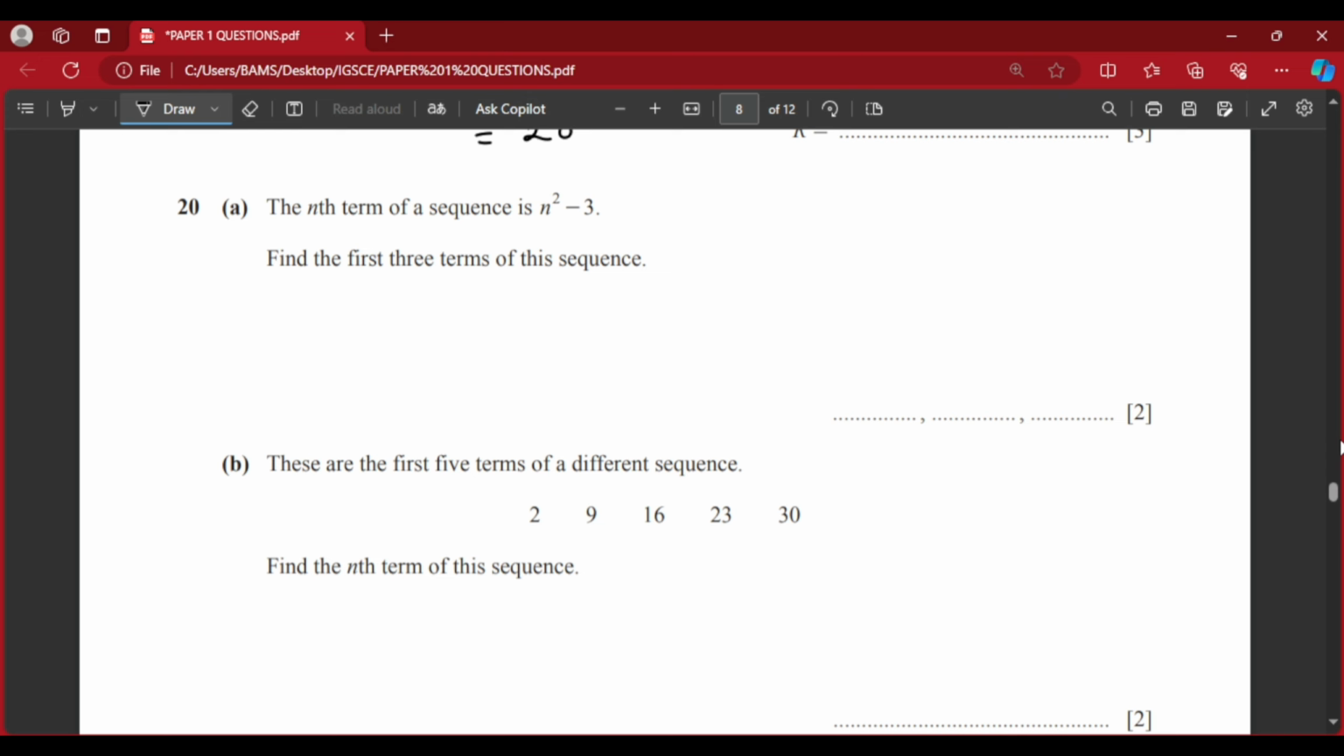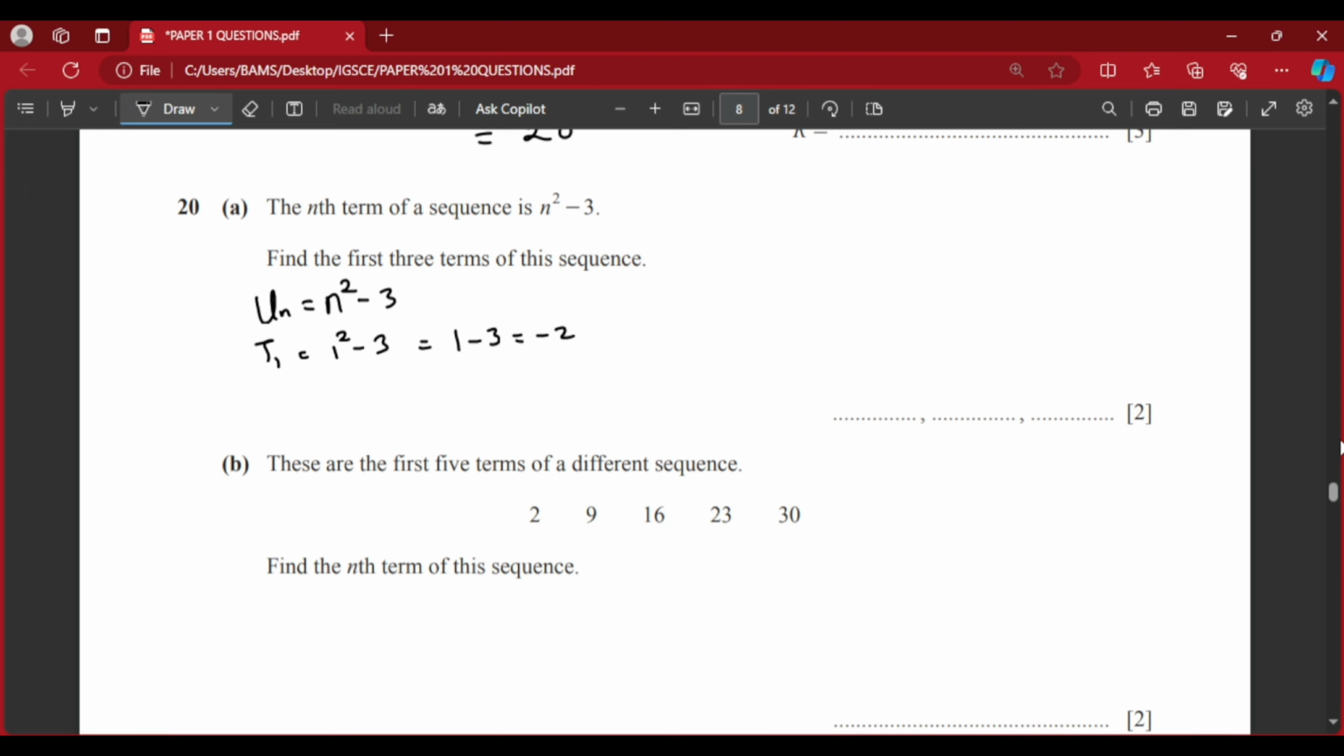So number 20, it's getting interesting. The nth term of a sequence is n squared minus 3. Find the first three terms. So the nth term is n raised to power 2 minus 3. Let's say I want to find the first term. The first term will just be 1 raised to power 2 minus 3. That is 1 minus 3, and that is minus 2.